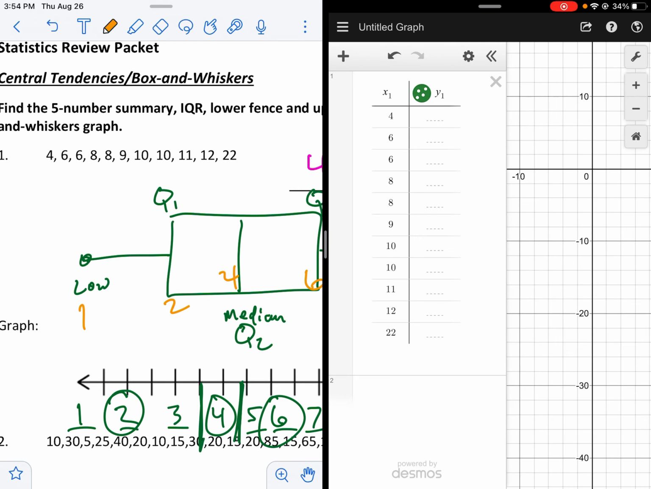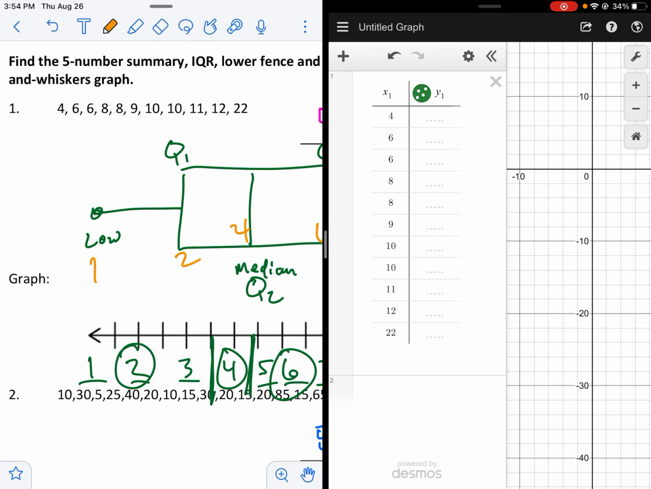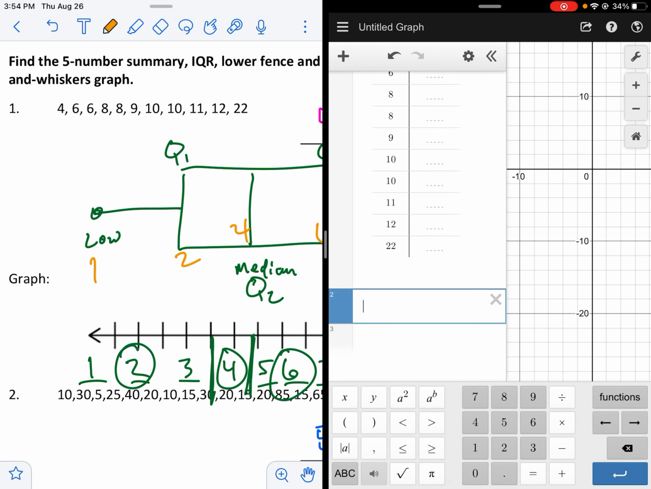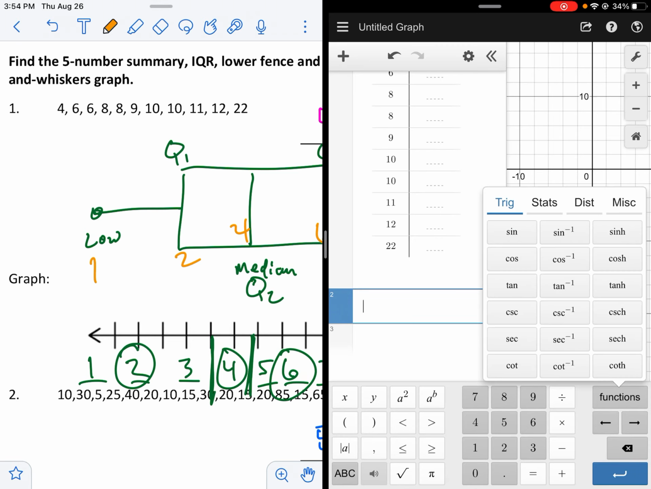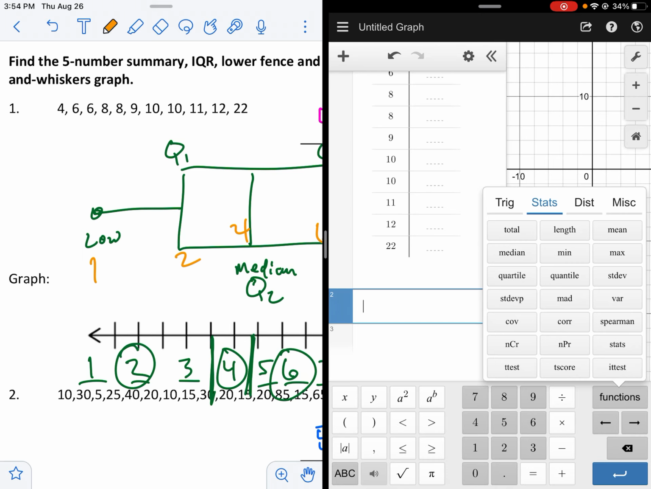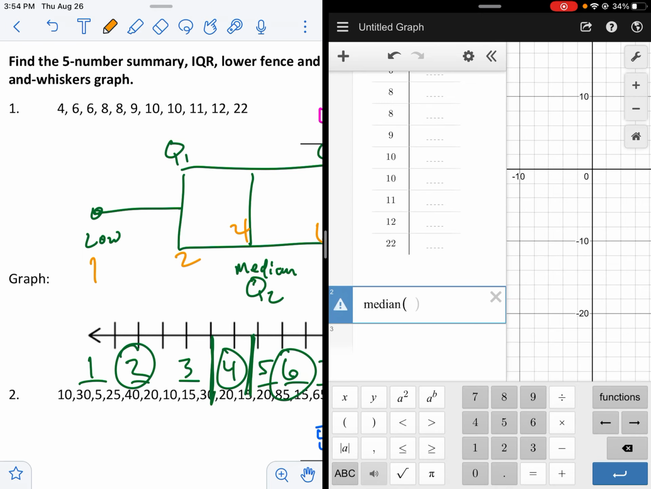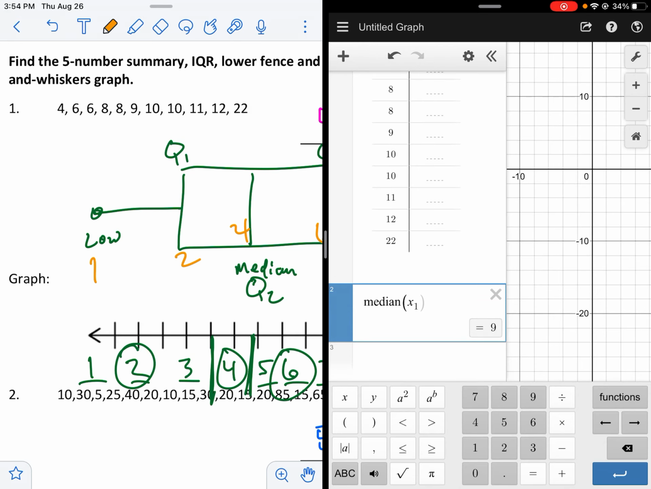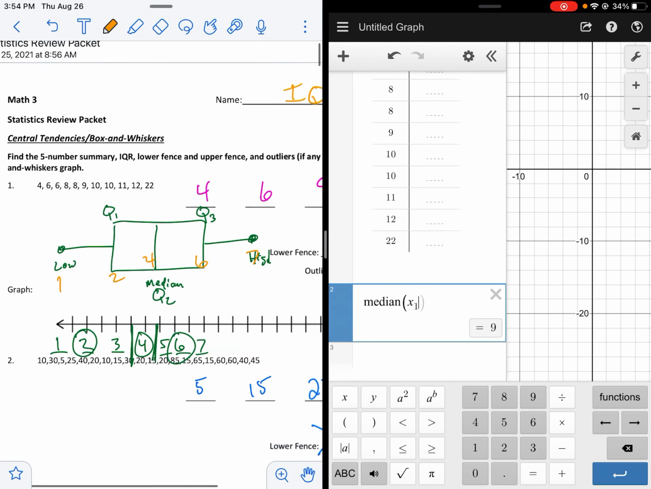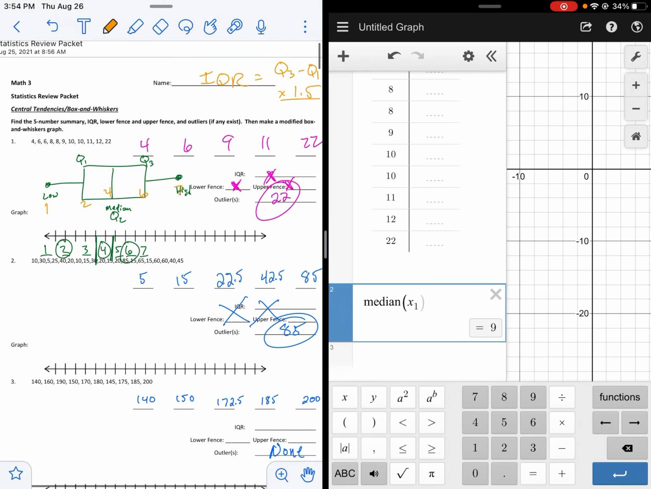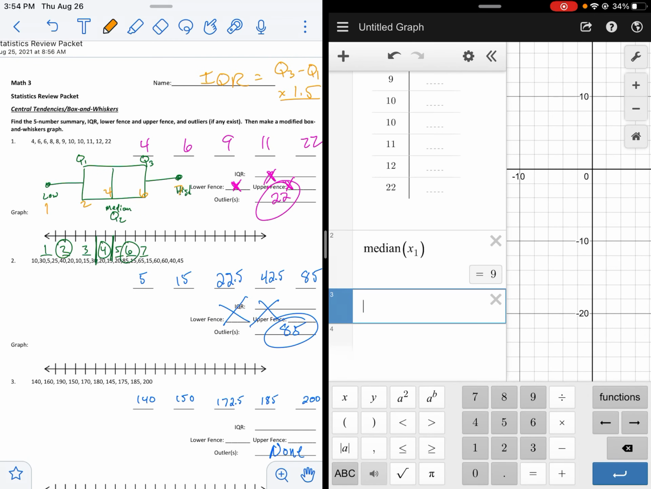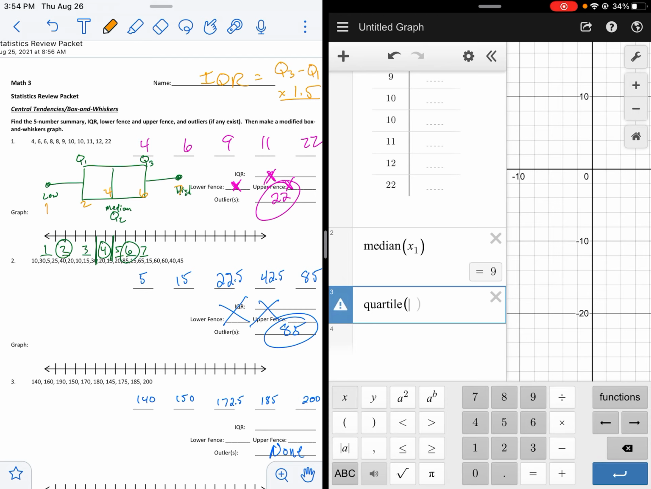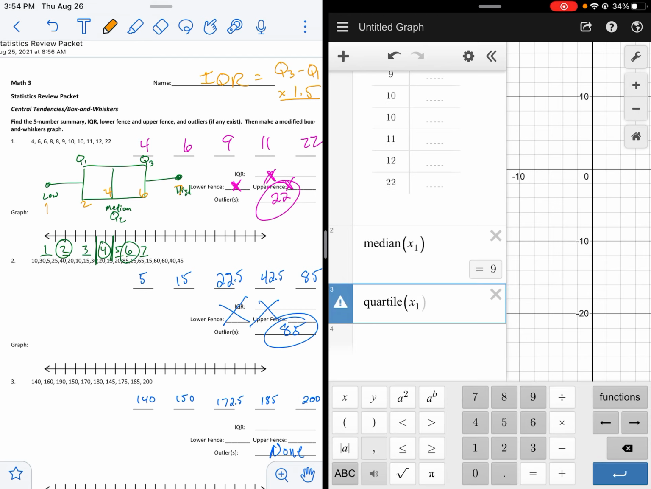Now, the table is called X1. That's important, because if you delete the table and open a new table, it'll be called X2, and then none of this will make sense. You go to functions here on the right side, then go to stats, and then median, and you have to tell it X1. So the median is 9. Then you could tell it quartile, but now you have to tell it which quartile, so you hit comma 1. That number means the first quartile.